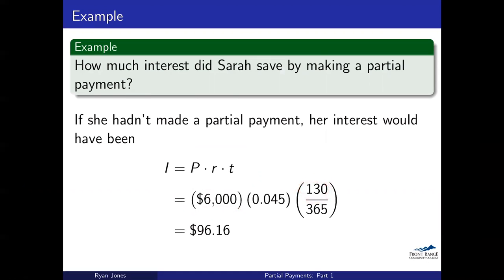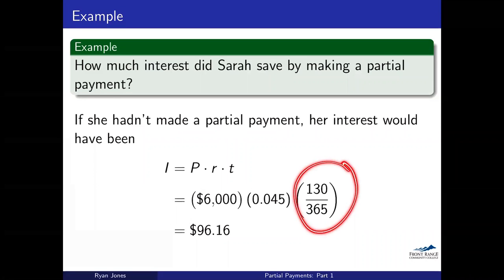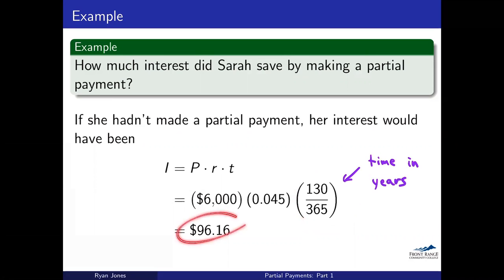And so if she hadn't made that partial payment, her loan would have been for 130 days, which we've put into years. Again, I'll mention it: time in years. Really want to emphasize that. And her amount that she borrowed was $6,000. So we multiply this out, we get $96.16.